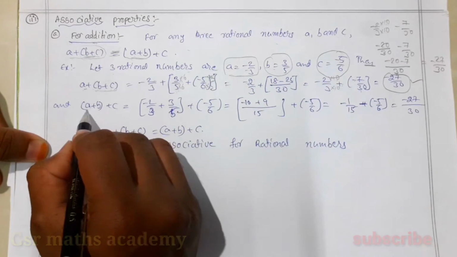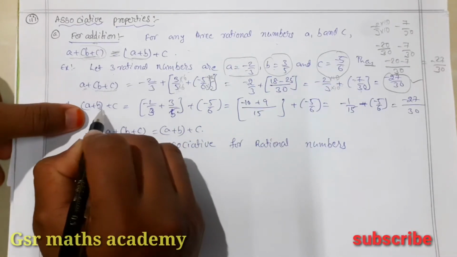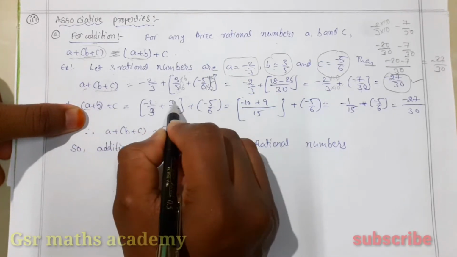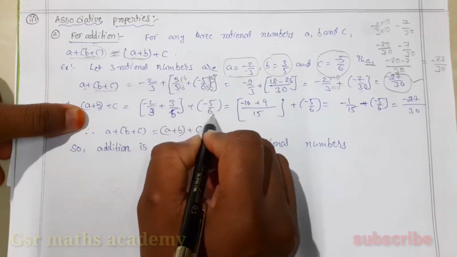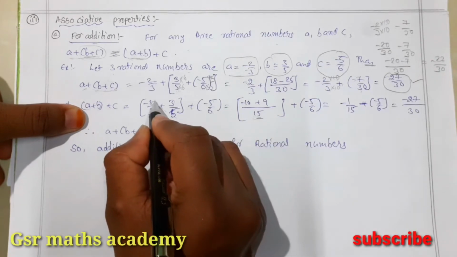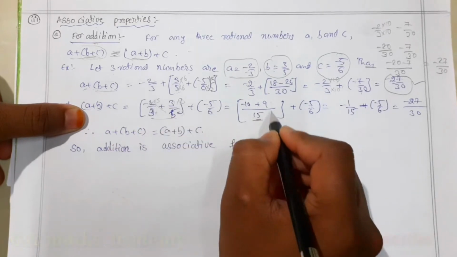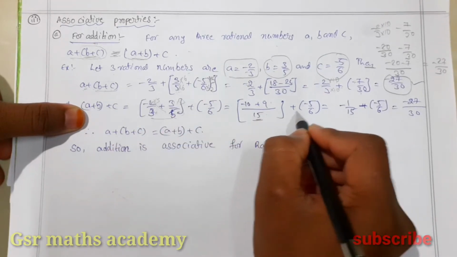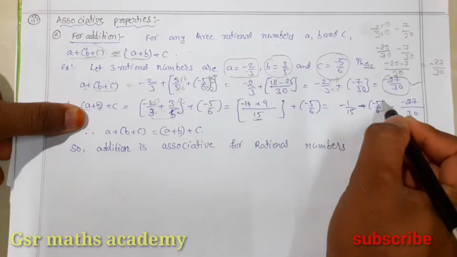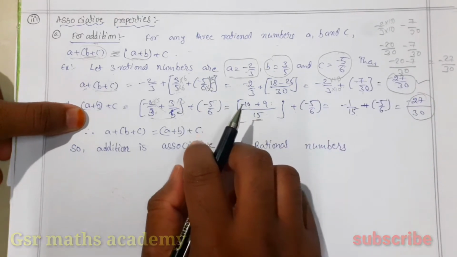In the same manner, if you take (a plus b) plus c, firstly we need to add a and b, and to that sum we need to add c. So minus 2 by 3 plus 3 by 5 plus minus 5 by 6. The LCM of 3 and 5 is 15, so multiply by 5 by 5 and by 3 by 3. You get minus 10 plus 9 by 15 plus minus 5 by 6, that is minus 1 by 15 plus minus 5 by 6, and adding them again you get minus 27 by 30.